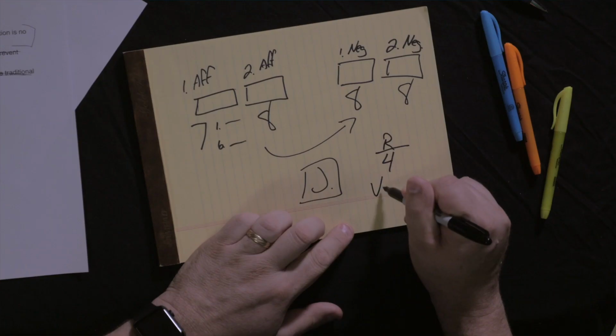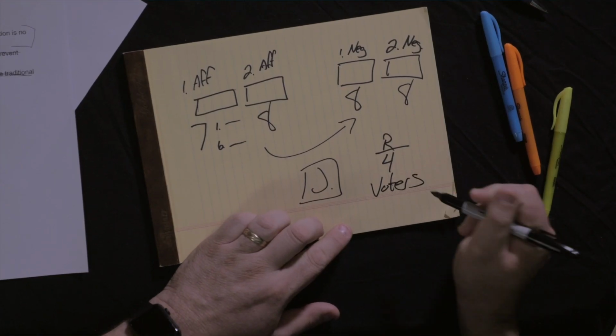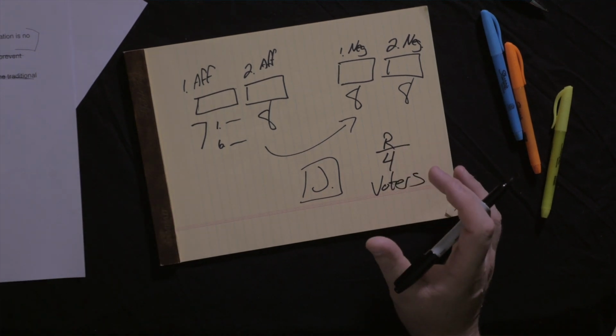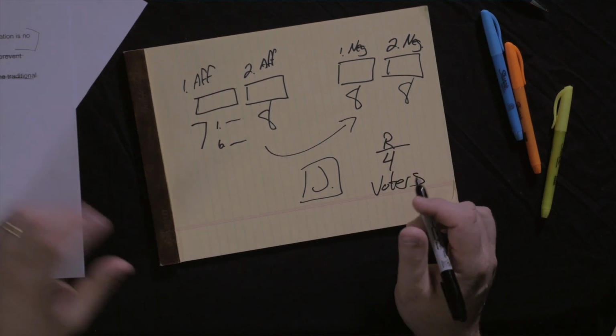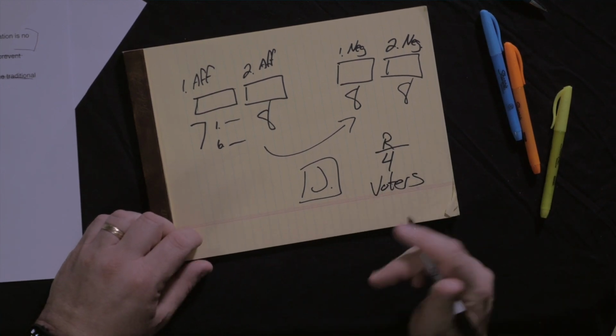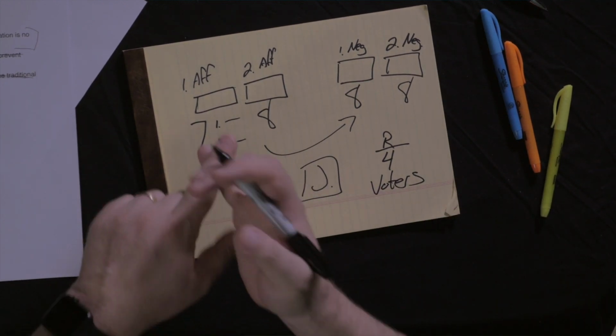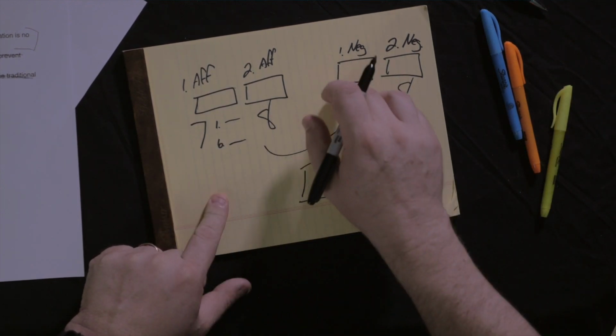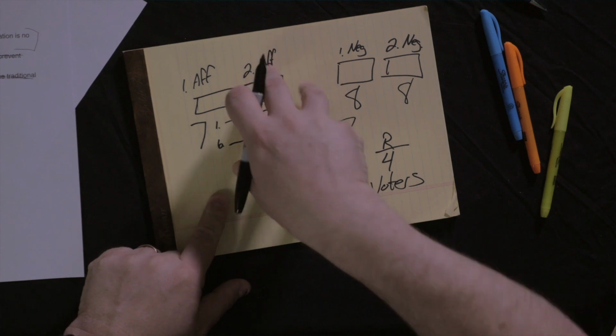And in these speeches, what you're going to be doing is you're going to be giving your voters. You're going to actually say this word. Here are my voters. The judge is looking for that word. The voters are the reasons why your team has won the round. That could be something that you've said that you feel is really relevant to the round. Could be something that they said that you properly argued that goes in there.